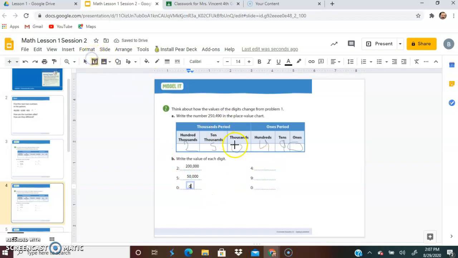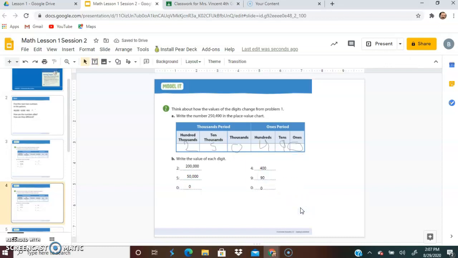The 4 is in the hundreds, so we're just going to think 400. The 9 is in the tens, so its value is 90. And the 0, once again, doesn't have really a value. It's just holding a place, so its value is 0. So notice, guys, when the 0 is here in the thousands, its value is 0. When the 0 is in the ones, its value is 0. 0 does not have a value. It's just holding a place. That's going to be important for us to understand.